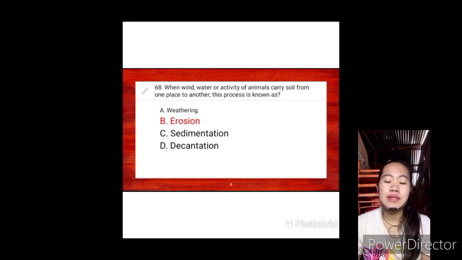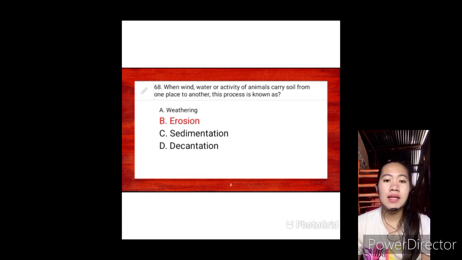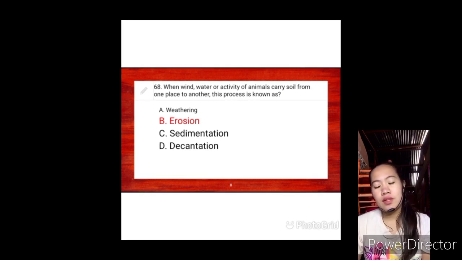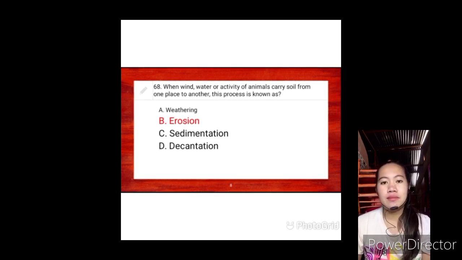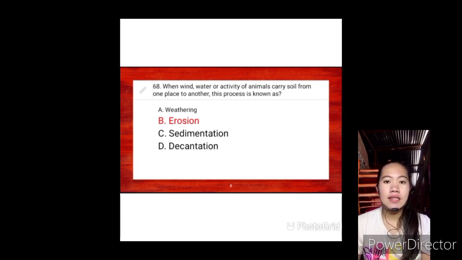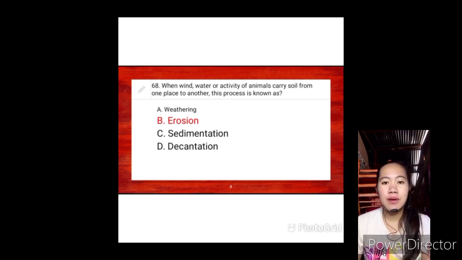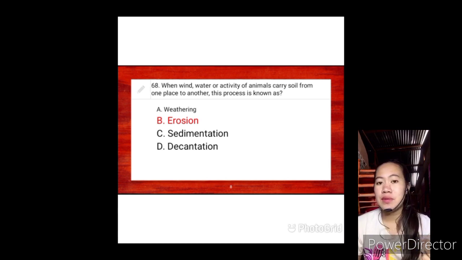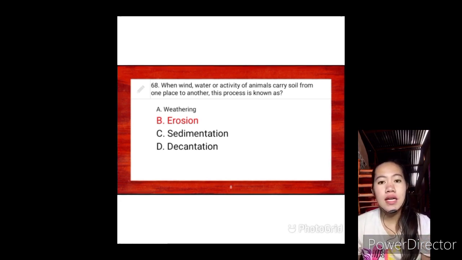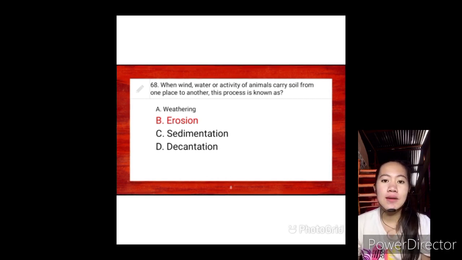Letter C is also wrong, sedimentation. Why? When we say sedimentation, this is a separation of the solid material from the liquid material. For example, when you put together styrofoam and water, styrofoam will float and water will remain underneath. Letter D is also wrong, decantation, because decantation is the separation of two immiscible liquids. When we say immiscible, when you mix them together, they will not form a homogeneous mixture. For example, oil and water.